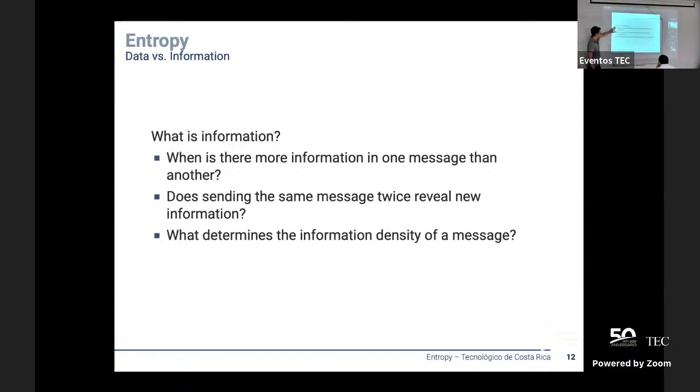So first, if I send two messages, when is there more information in one message than in another? Maybe one message will have more information than another. And also, if I send the same message twice, will it give you new information or won't it? The general question we're actually looking for is what determines the information density. So if I tell you an endlessly long story, which I could also have told you in two sentences, then the information that I carry in that story is the same as in the two sentences, but the one is just a super long story, lots of data, and the other one is just two sentences, which is just small data.